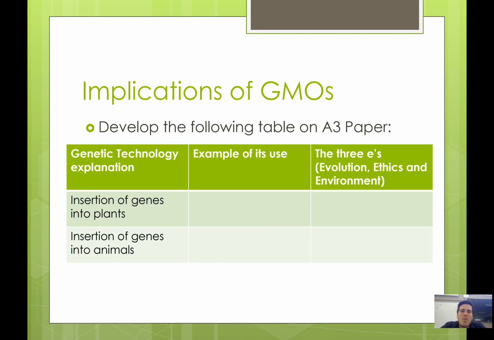So I want you to have a crack at doing the same A3 table like we did last time, this time talking about the insertion of genes into plants, which doesn't raise as many big implication issues, but there are still a lot of implication issues. And then also the insertion of genes into animals. Okay?